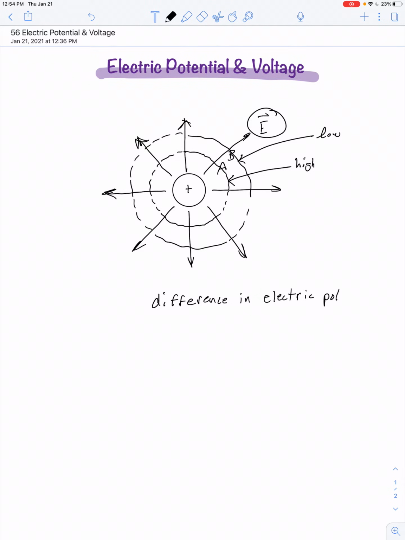It took me a while to write that. Difference in electric potential. So I don't want to have to write that every time. There's a word that replaces that. It's called voltage. Okay. So as long as you have a difference in electric potential, you have the ability to drive an electric current. For example, a standard AA battery looks something like this.